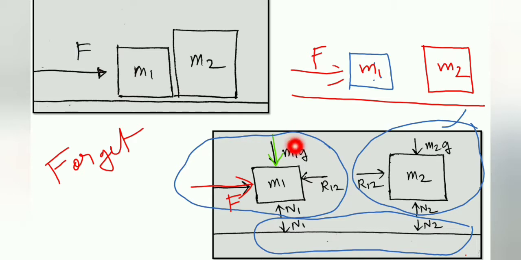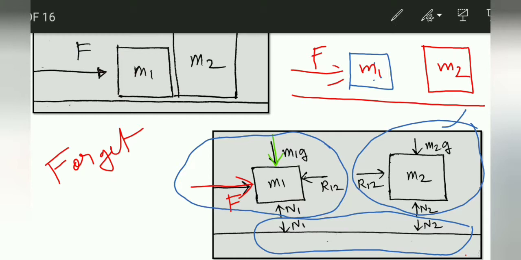This block M1 is touching the ground and this block M2 is touching the ground. So N1 will be given, a force will be exerted from the block M1 to the ground, and N2 will be exerted from the block M2 to the ground. Okay. So we will separate each object and we will analyze the forces.